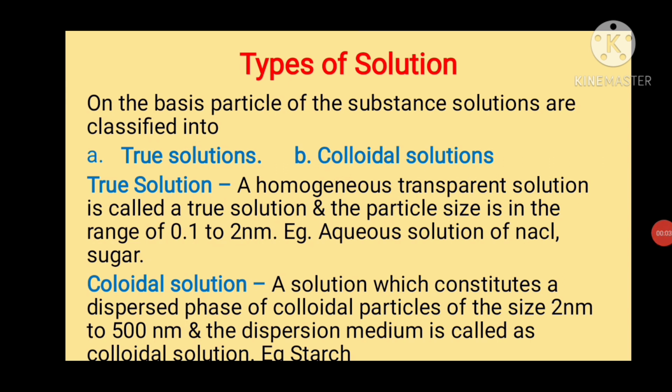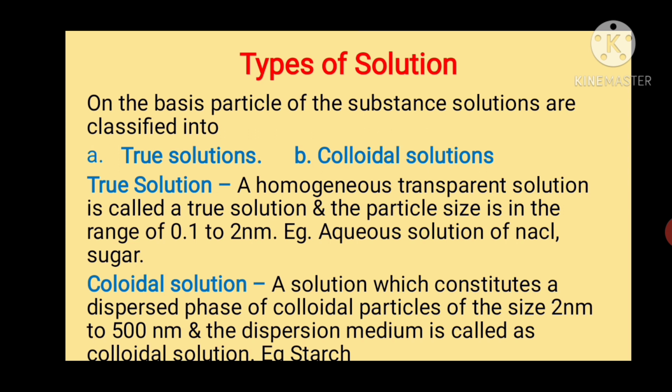Next point, types of solution. On the basis of particle size of the substance, solutions are classified into two types. One, true solution. Second, colloidal solution. First one, true solution. A homogeneous, transparent solution is called a true solution and the particle size is in the range of 0.1 to 2 nanometer. For example, aqueous solution of NaCl and sugar.